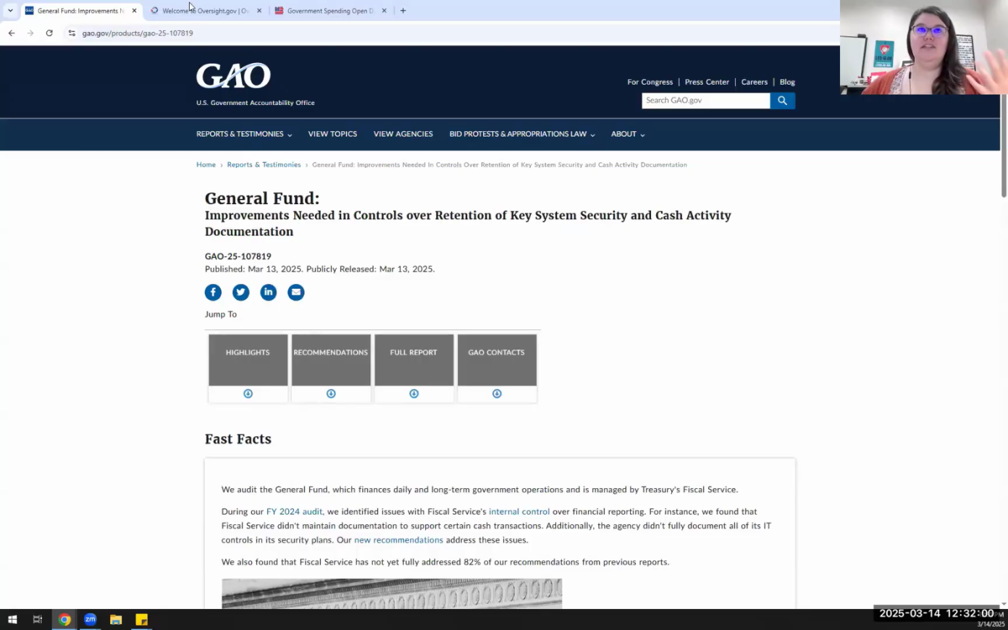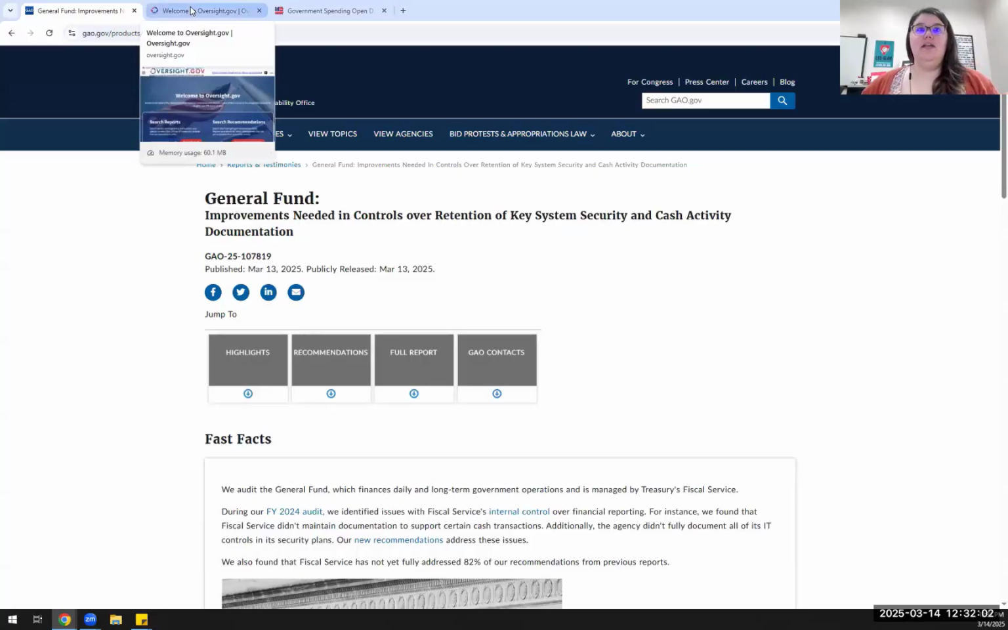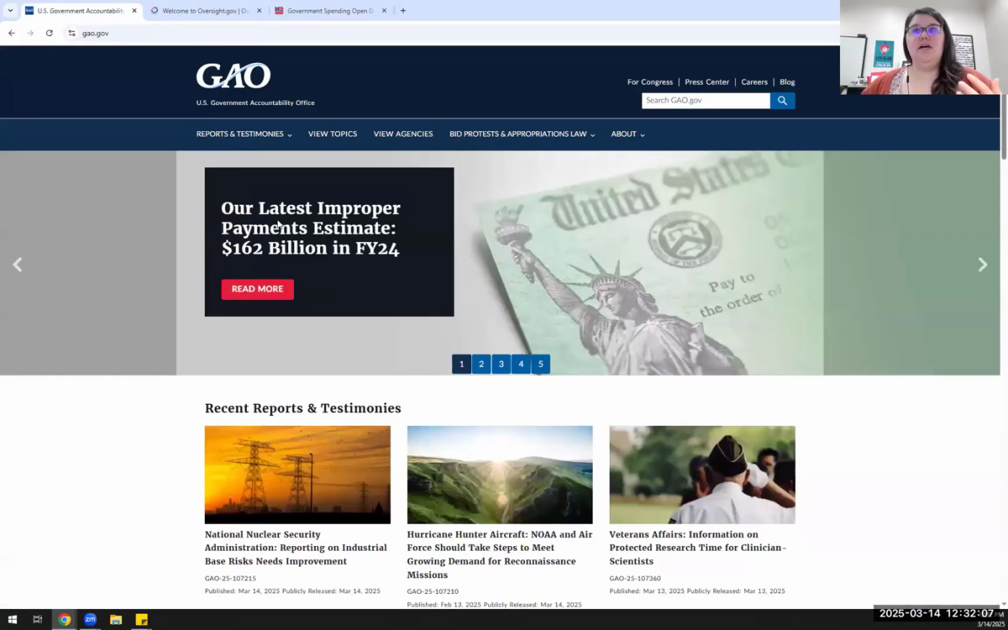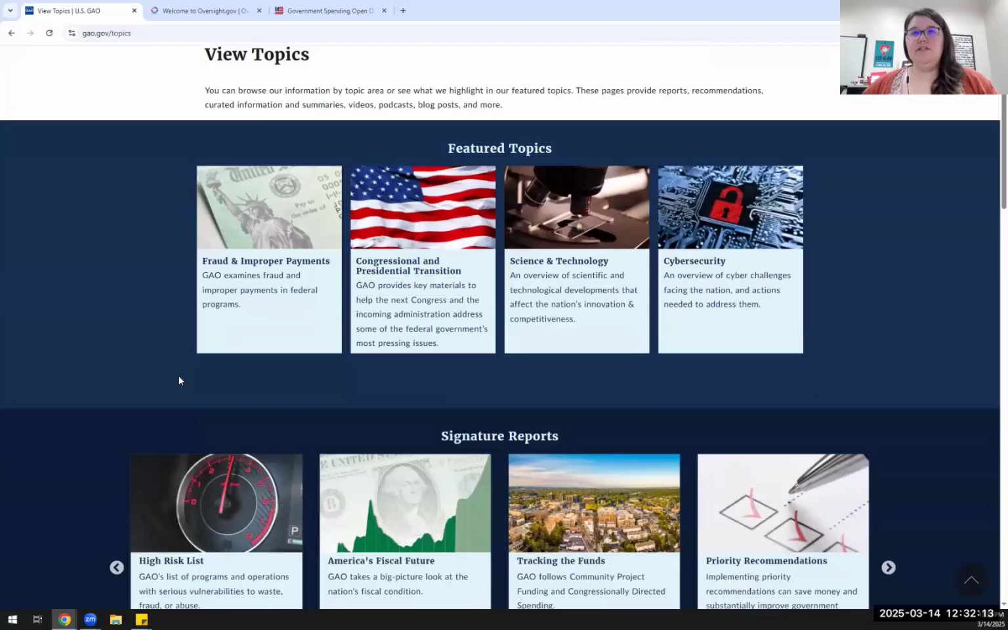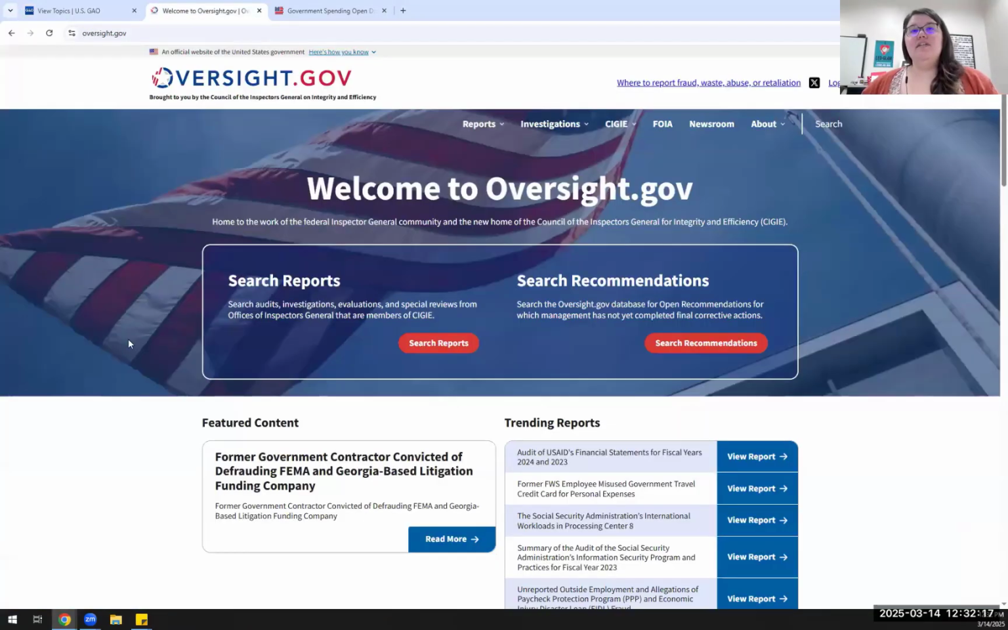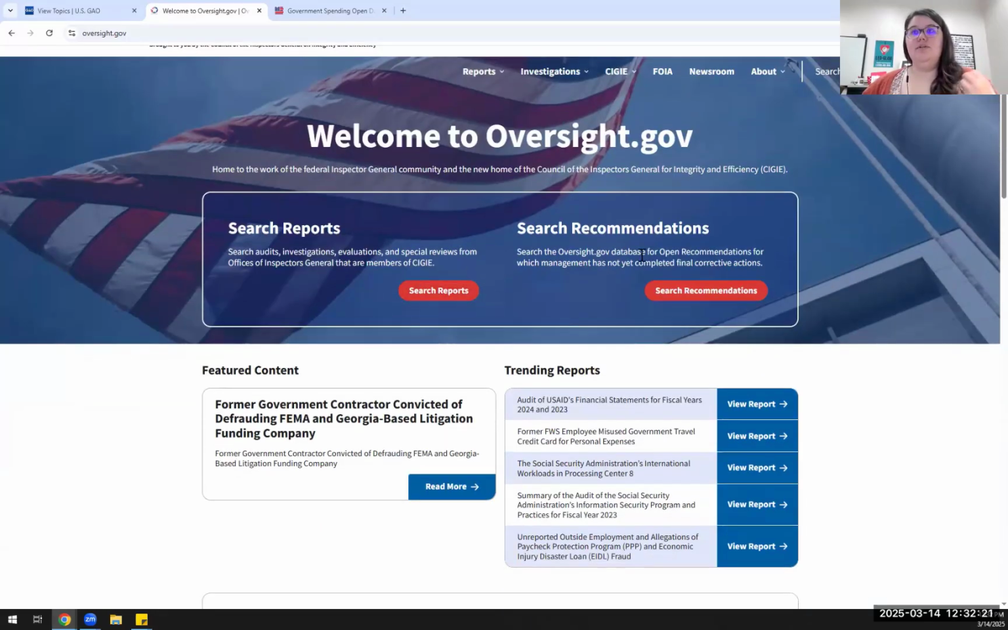So again, there's a lot of things to look for. Now, the GAO site is not the most searchable. You can view topics about different things, but it's not really searchable in the way that a database is. Oversight.org is that database, right? So you can search within the reports, and you can search for recommendations that are coming through.